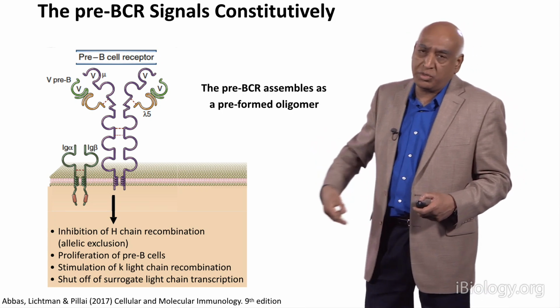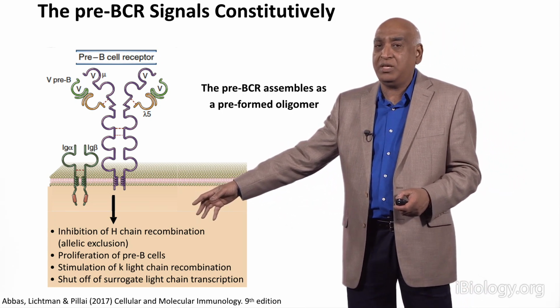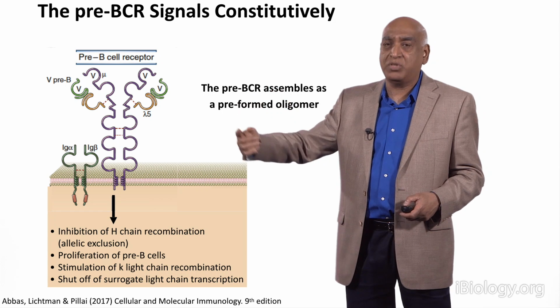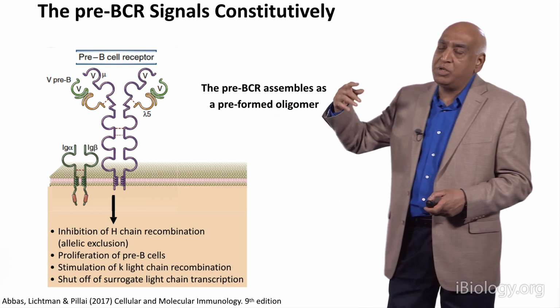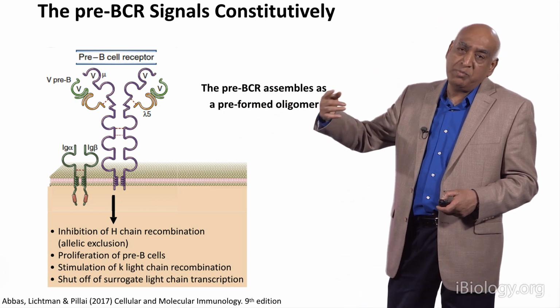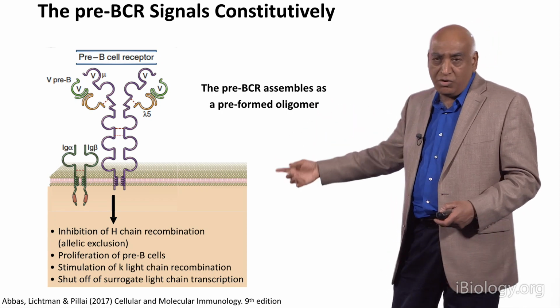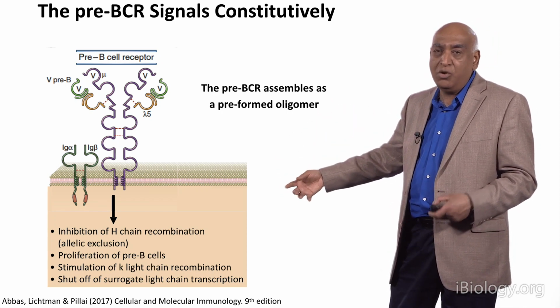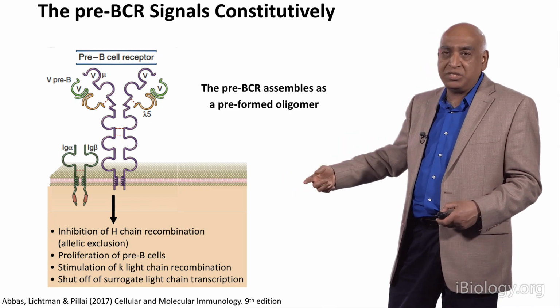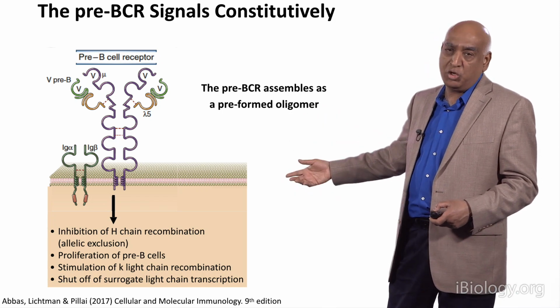Signals also induce the rearrangement of the light chain at the next stage and shut off expression of the surrogate light chains, so this cell will transition from being a pre-B cell with the pre-B cell receptor into a cell that has no surrogate light chains and no light chain, which will rearrange the light chain, and then it will become an immature B cell. Okay?